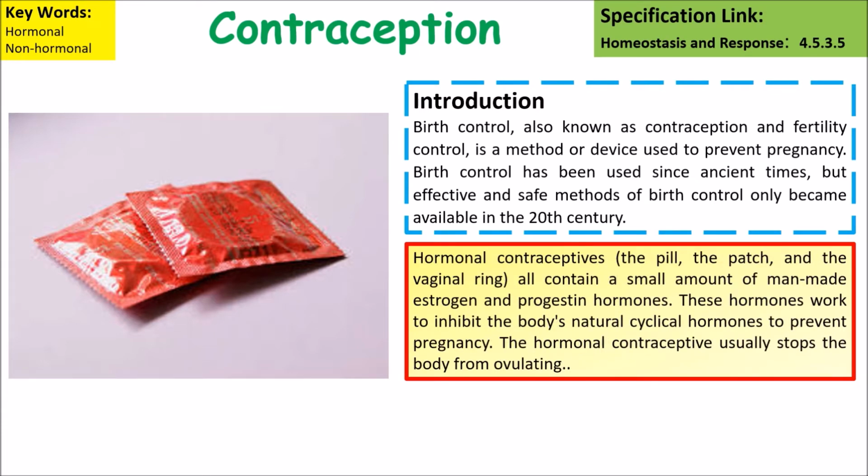We have hormonal contraceptives, something like the pill. They all contain a small amount of man-made estrogen and progesterone. These hormones inhibit the woman's natural menstrual cycle, so eggs never develop and aren't released by the ovaries.